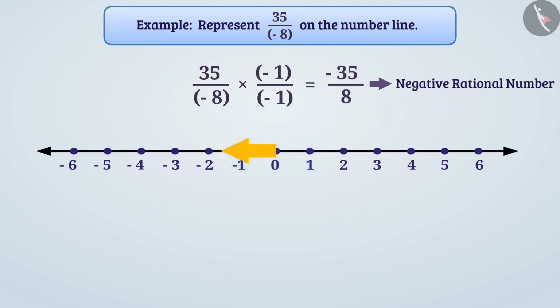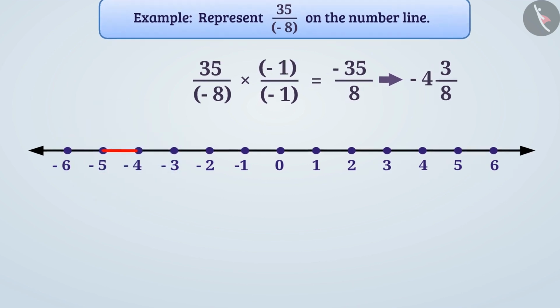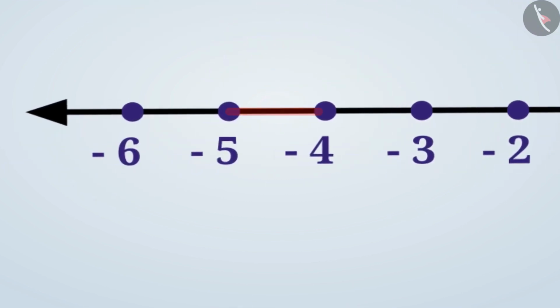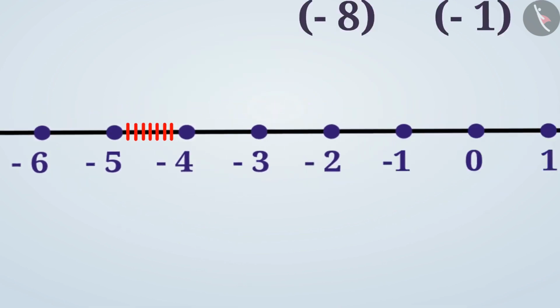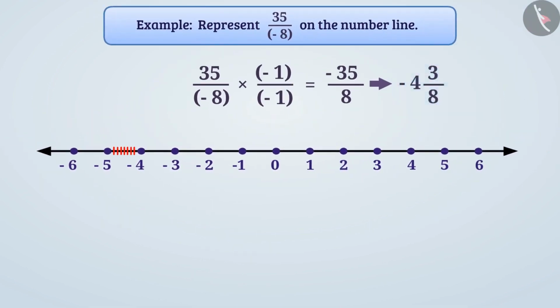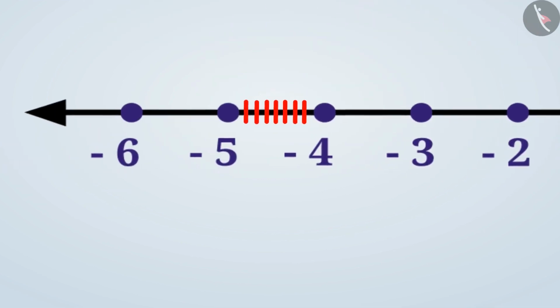-35 by 8 is a negative rational number, so its position is to the left of 0. We can write -35 by 8 as -4 and 3 by 8. This shows us that the position of the given rational number is between -4 and -5. To find the exact location, we divide the unit distance between -4 and -5 into 8 equal parts. We will denote -4 and 3 by 8, that is, -35 by 8, by taking 3 parts out of these 8 parts.